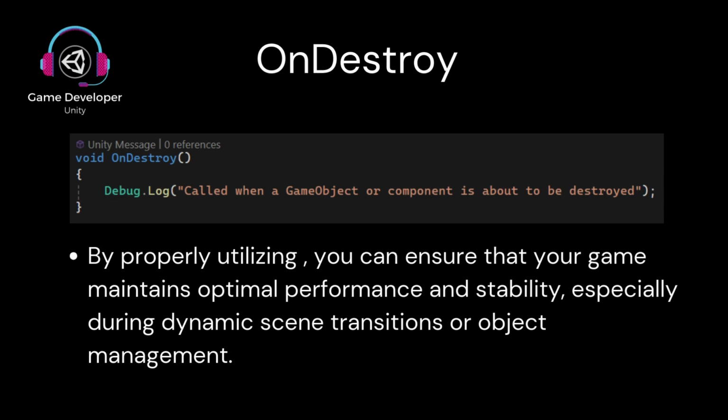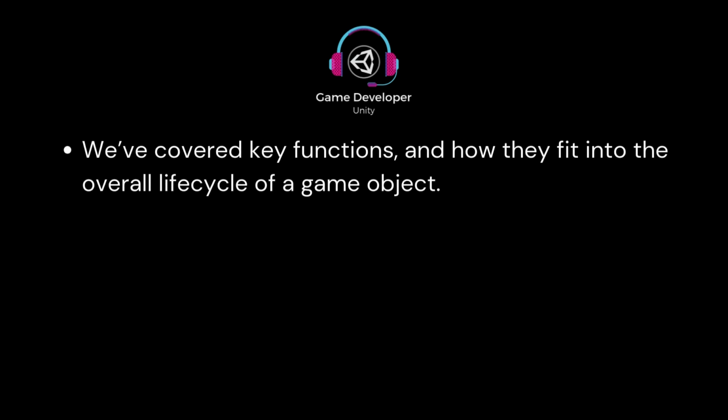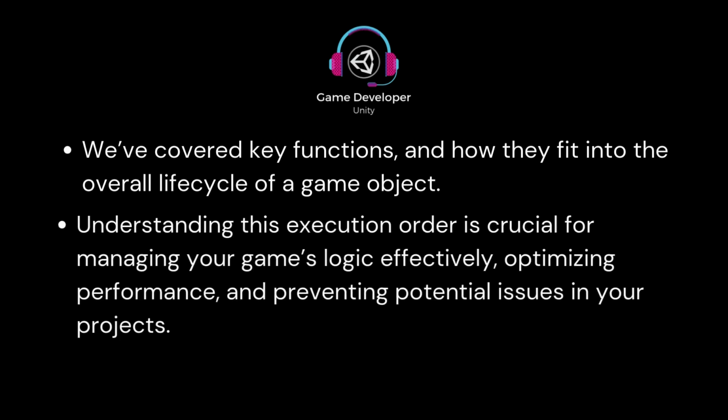And that brings us to the end of our exploration of the order of execution for events in Unity. We've covered key functions and how they fit into the overall lifecycle of a game object. Understanding this execution order is crucial for managing your game's logic effectively, optimizing performance, and preventing potential issues in your projects. Each function has its purpose and timing, so use them wisely to create smooth and responsive gameplay experiences.